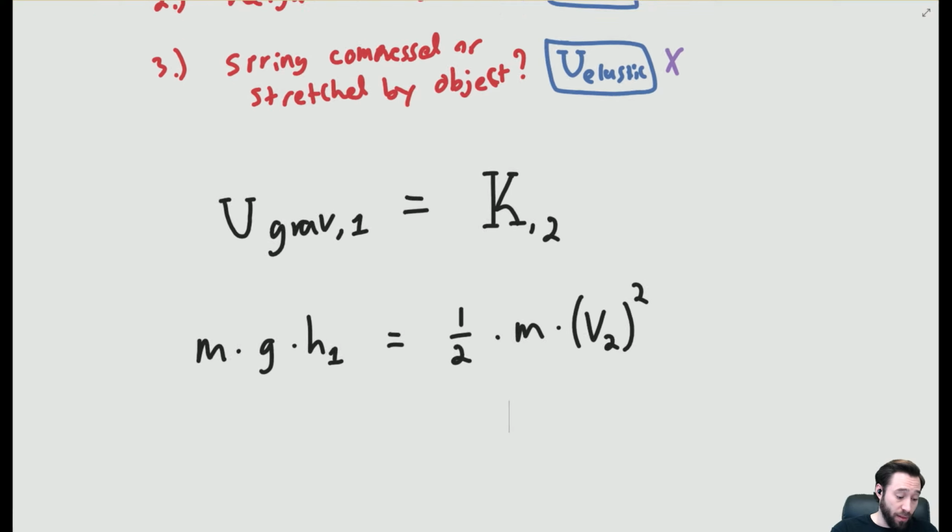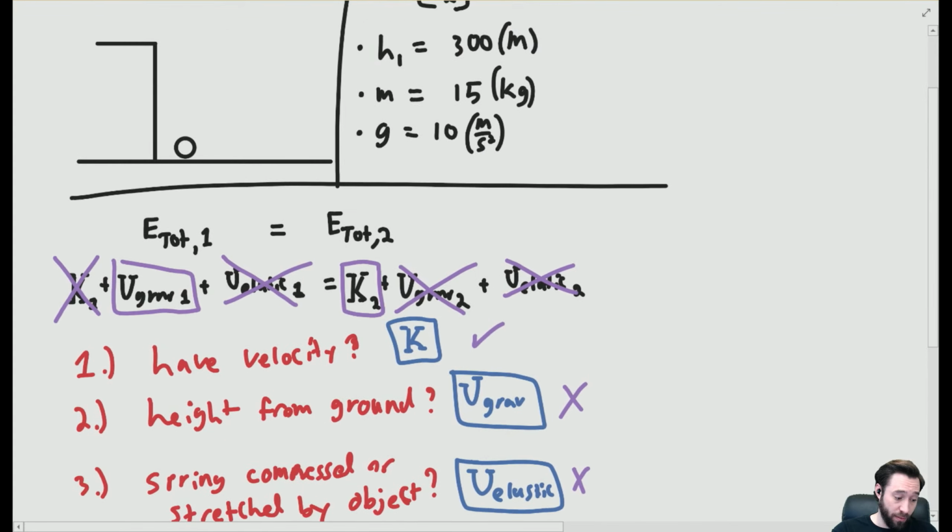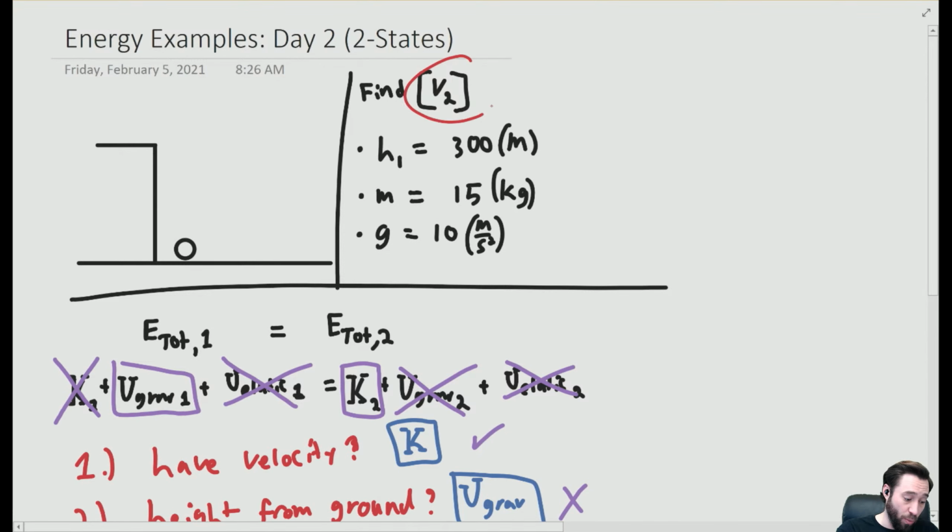So the objective of this whole example was to figure out what the velocity was at state 2.